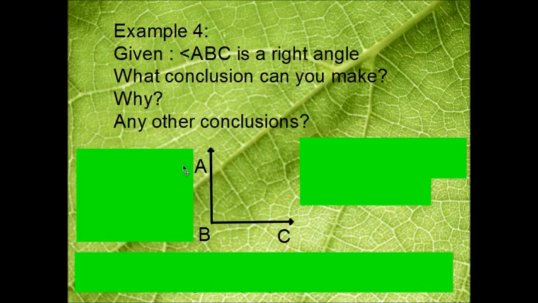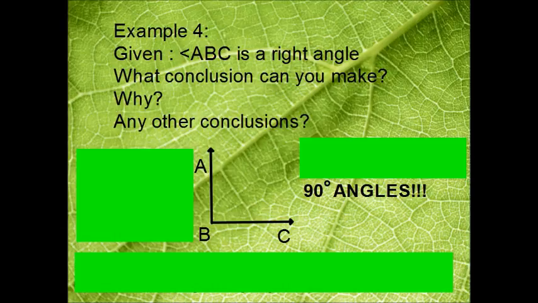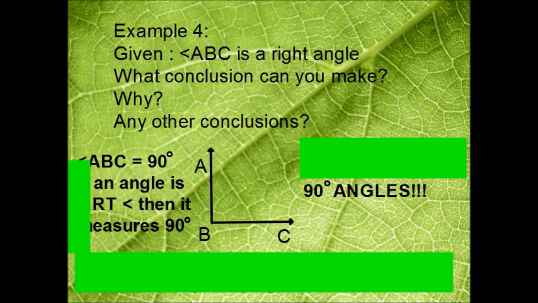Alright, so here we go. First thing that I can come up with, we got 90-degree angles. Beautiful. What's our 90-degree angle? It's angle ABC. Angle ABC is 90 degrees. And the reason is because we knew that it was a right angle. Right angle was our key word. And when we know that things are going to be a right angle, we know they're 90. So if an angle is a right angle, then it measures 90.